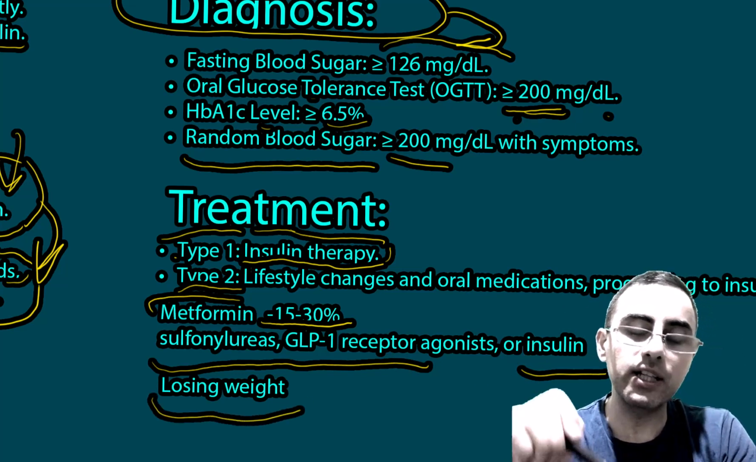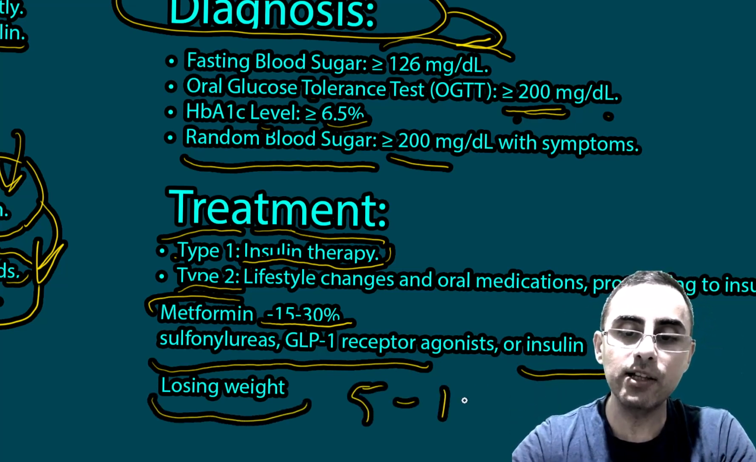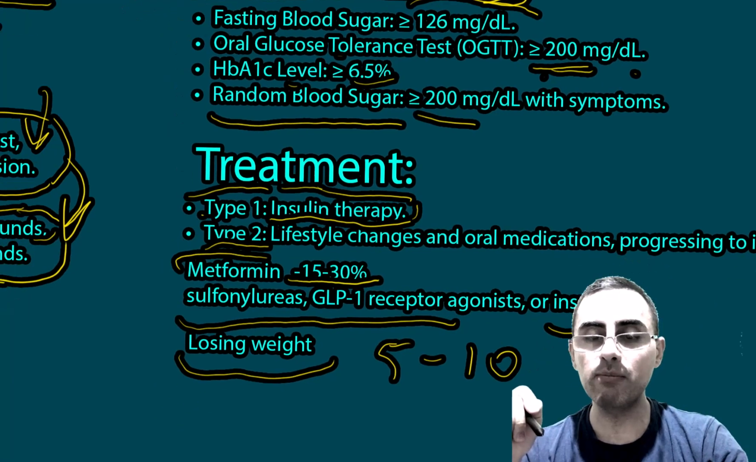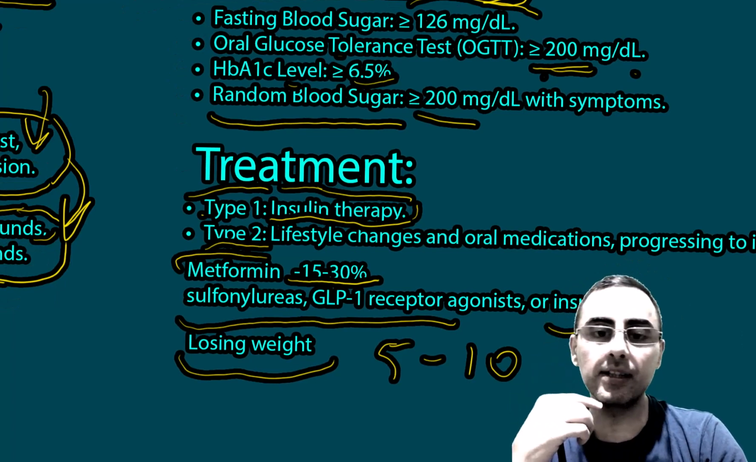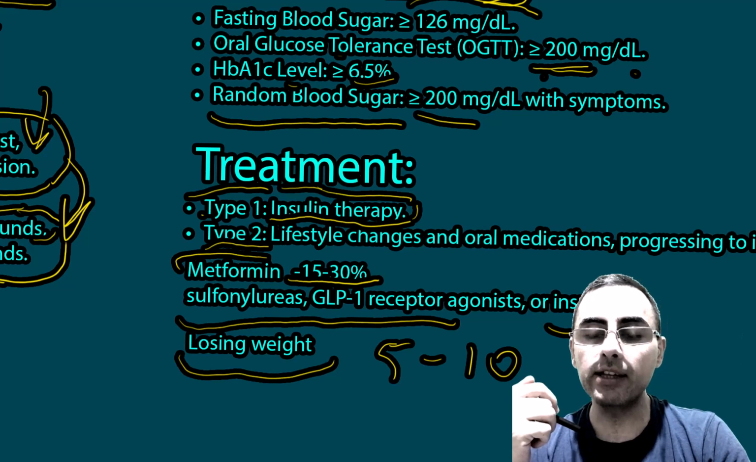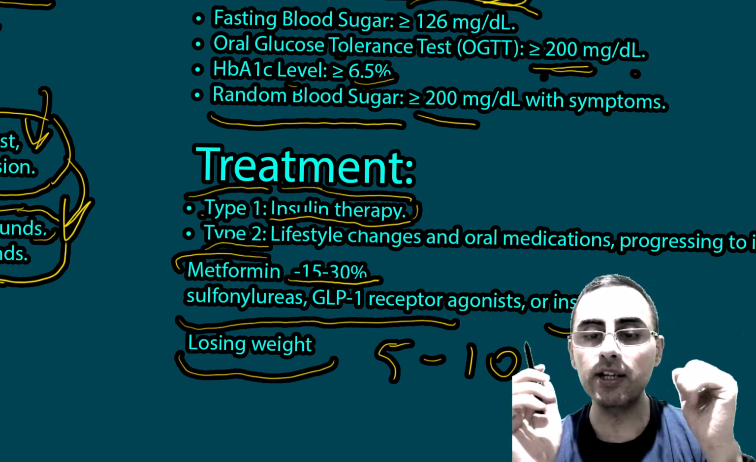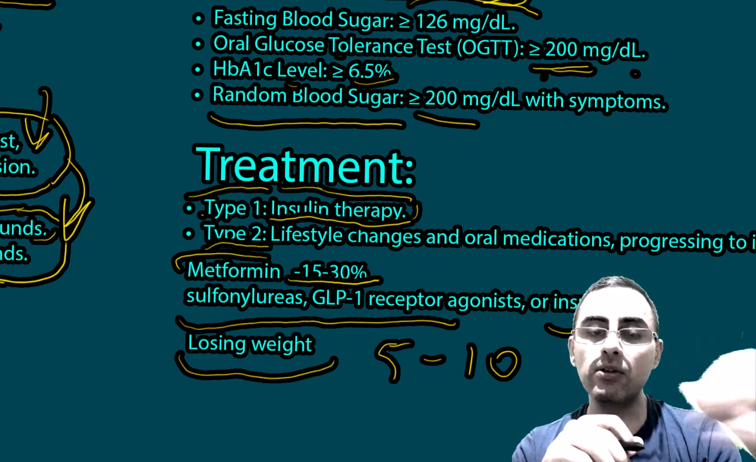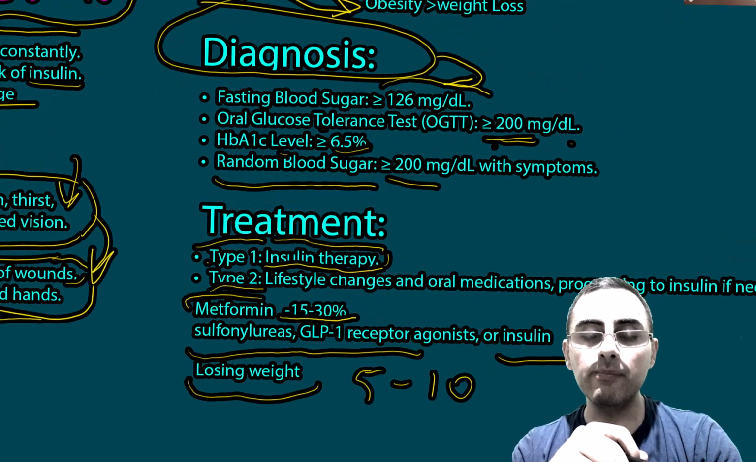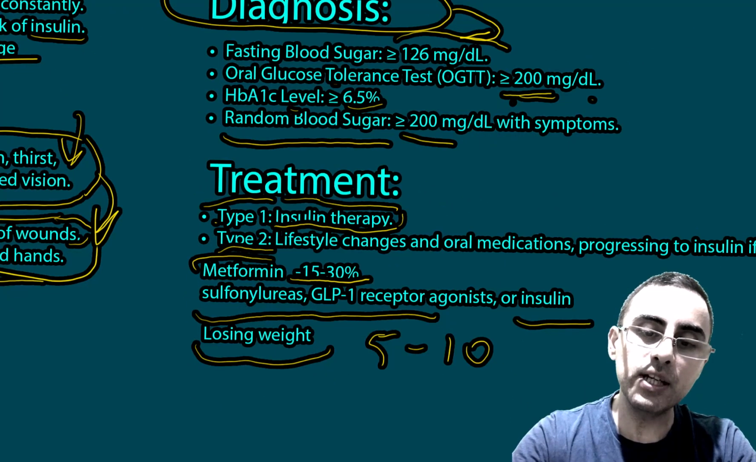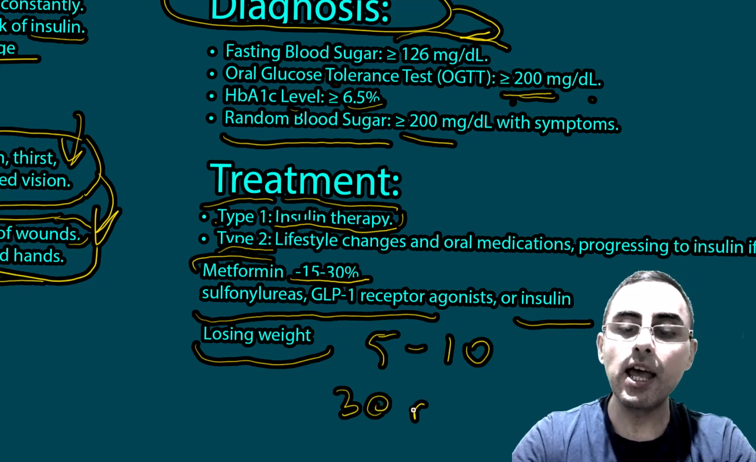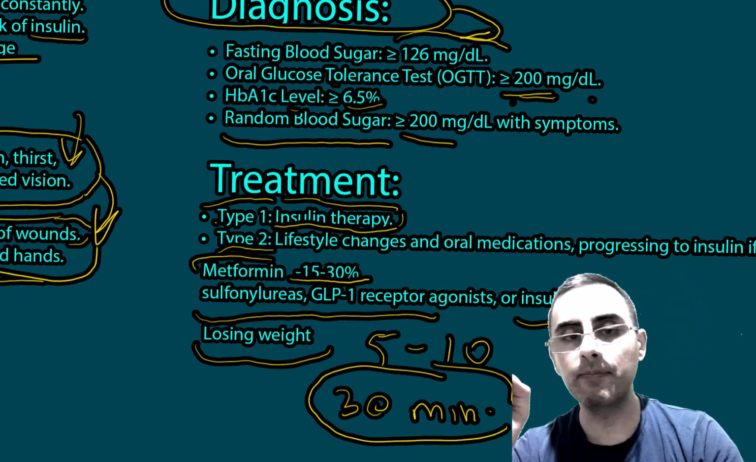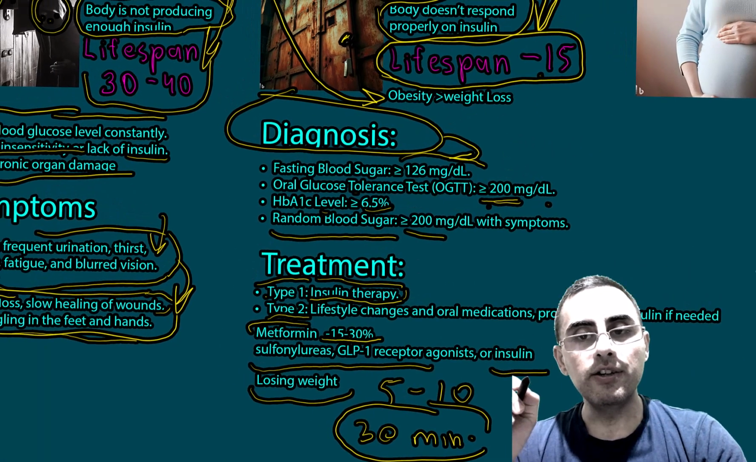Weight loss is important. Even 5 to 10% of weight loss can improve blood sugar level importantly. That's why it's so important. Of course, diet with whole grain and less sugars, less simple sugars, and more fibers also. And physical activity. Physical activity should be 30 minutes per day at least. For example, 30 minutes walking per day at least. That's all I wanted to say.